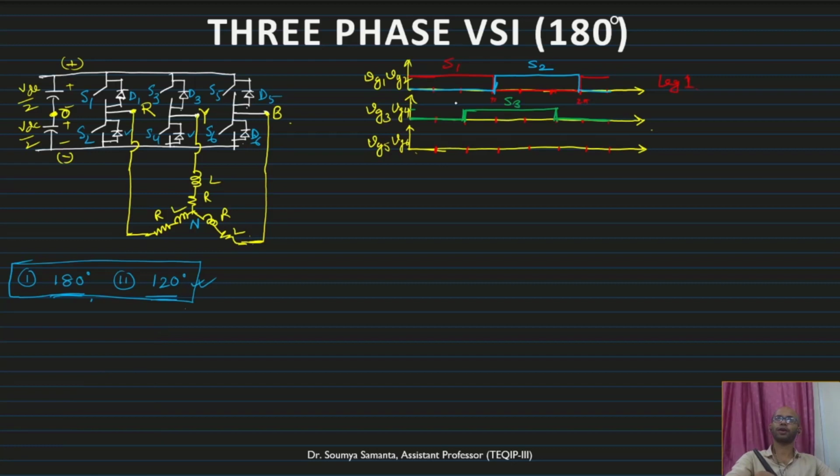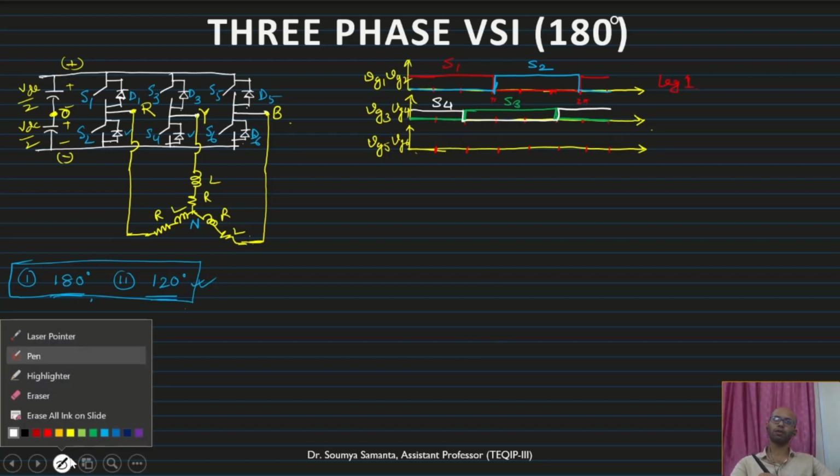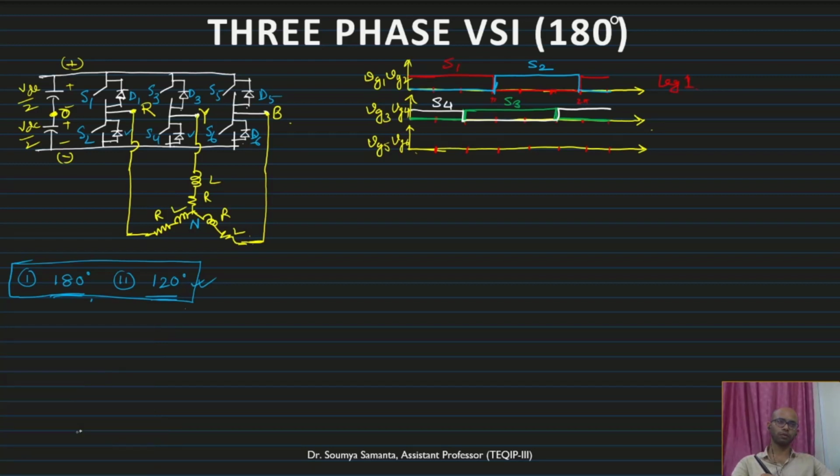We can use white color. Switch 4 will be the complementary. So this will be switch 4, and it will remain off whenever switch 3 is on. Then again it will turn on and it will continue. So this is switch 4. Now next, what will we draw? We will now draw for switch 5 and switch 6.